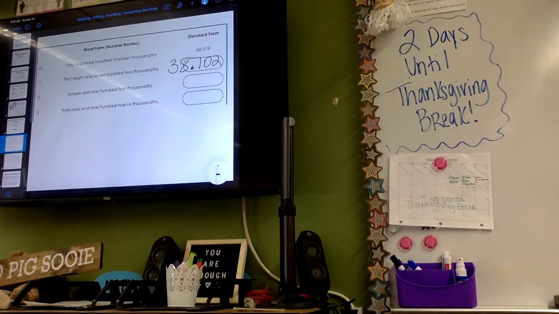Okay, let's look at the second one. Number 2 says 16 and 104 thousandths. Isaac, can you tell me what to write? 16.104. Again, how did you know it's 104? It says 104.